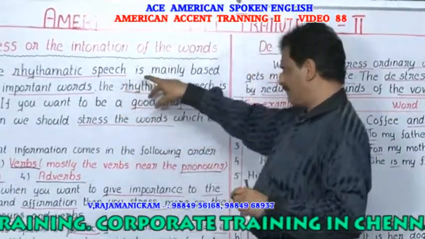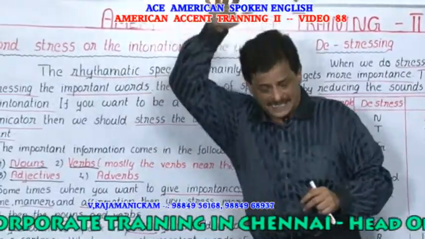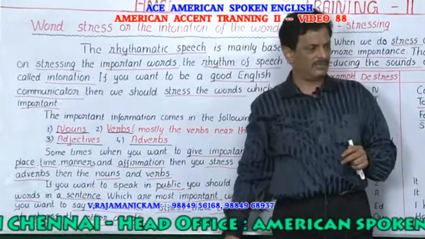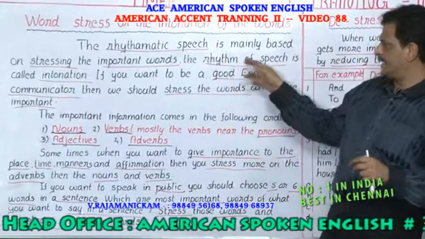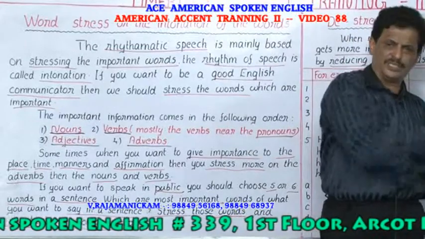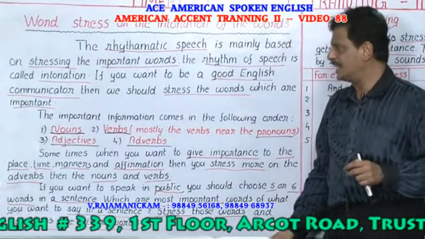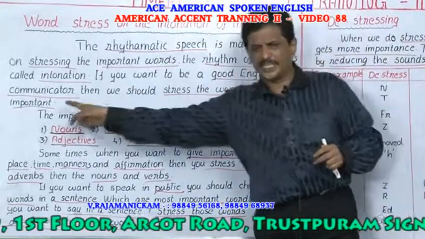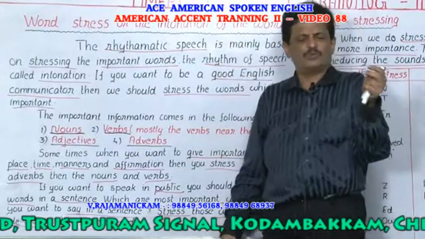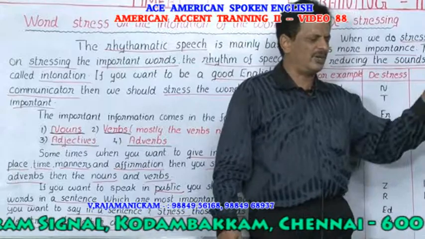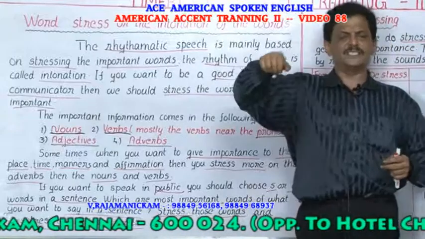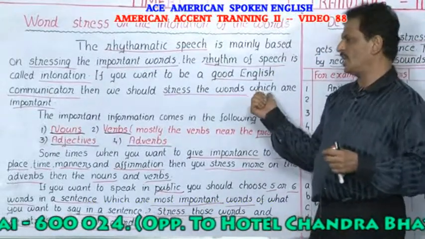Rhythmic speech is mainly based on stressing the important words. You are stressing the important words, raising up the voice. That is called rhythmic speech. The rhythm of speech is called intonation. The raising and lowering of the sounds of the words is called intonation. If you want to be a good English communicator, either in your office, in your school, in politics, whatever it is, a parliament speaker or a lawyer, then we should stress the words which are important.